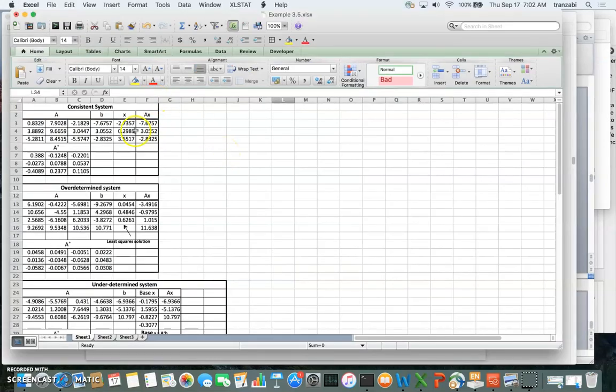Here's the first example. This is called a consistent system, where the number of equations is equal to the number of unknowns, and the system has a unique solution. Let's say I have 3 by 3 equations. This is the coefficient matrix. You can think of this times x plus this times y plus this times z equals this, and then the second equation, and the third equation. The goal is to find the solution, x.